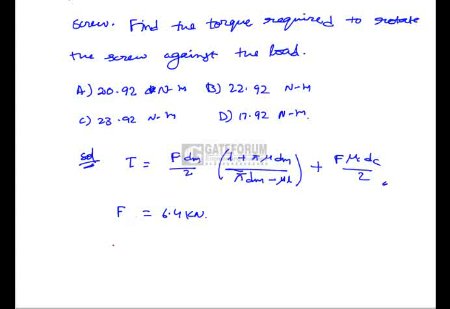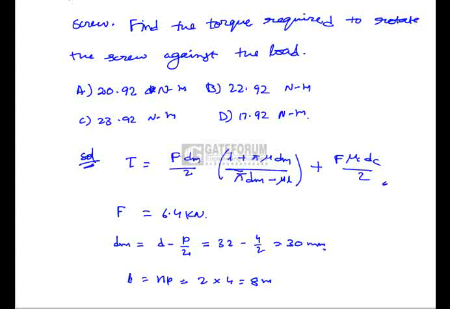and here mean diameter can be calculated by using the major diameter minus p by 2, which is equal to 32 minus p is 4 and 4 by 2, which is equal to 30 mm, and the length of the screw is equal to n into p, and it is a double threaded screw, so 2 into 4, which is equal to 8 mm. This is the lead of the thread.